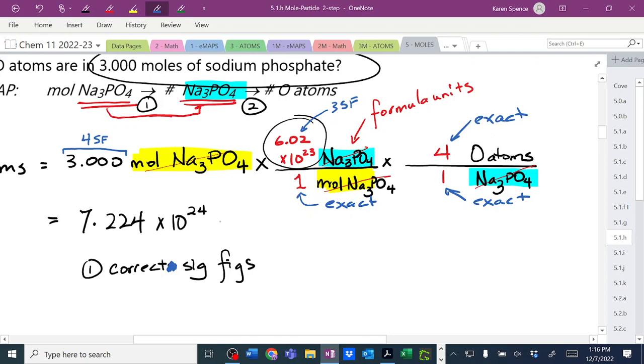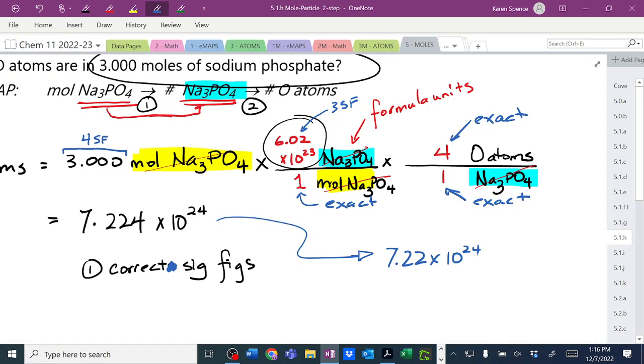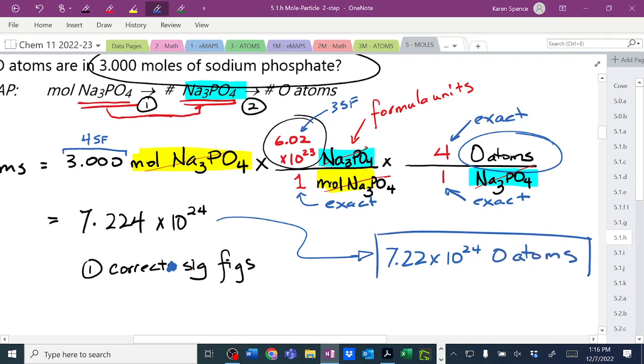And so we would now need to round this to 7.22 times 10 to the 24. Am I done now? I need my units. What are my units? Only thing left that's not canceled out is O atoms, and be kind to your teacher and put a box around your final answer, okay?